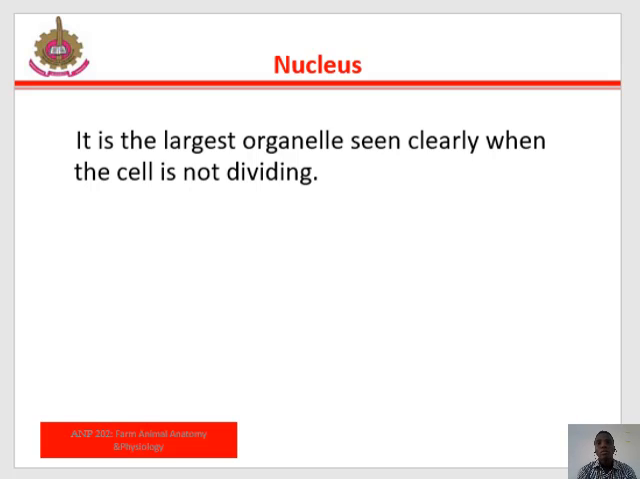Then we talk about the nucleus. The nucleus is the largest organelle, seen clearly when the cell is not dividing. The nucleus stains deeply and is mostly spherical. White blood cells have lobed nuclei. It is mostly one in each cell. Some cells have many nuclei.